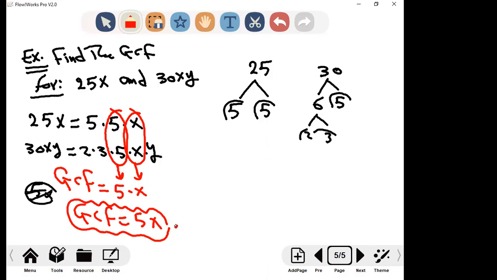And let's solve it together. Do it in your book if you like.